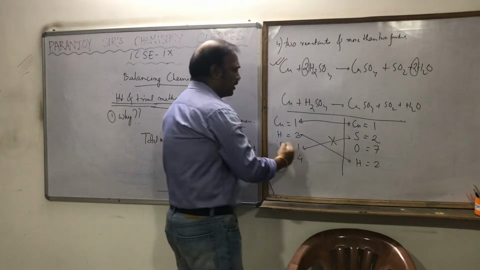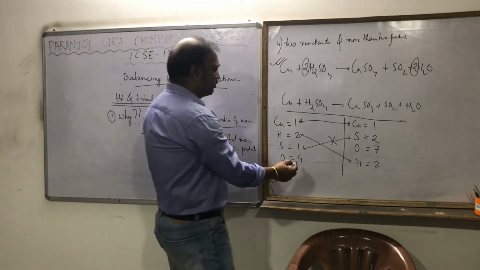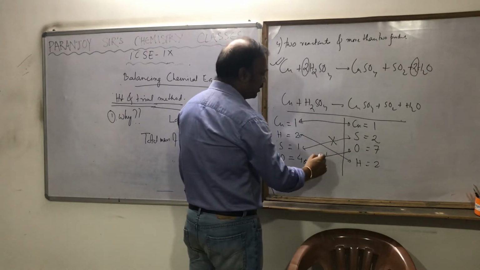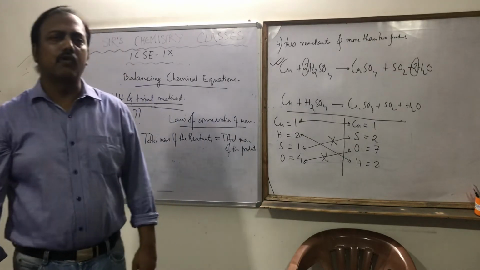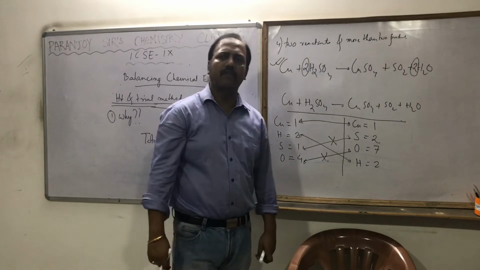Not in equal number. In this side the sulfur is 1, in the other side the sulfur is 2. Oxygen is in this side, the oxygen is 4, in the other side the oxygen is 7. Obviously the mass in that other side, in the product side, will be more than that of the reactant side. So that is not obeying the law of conservation of mass.